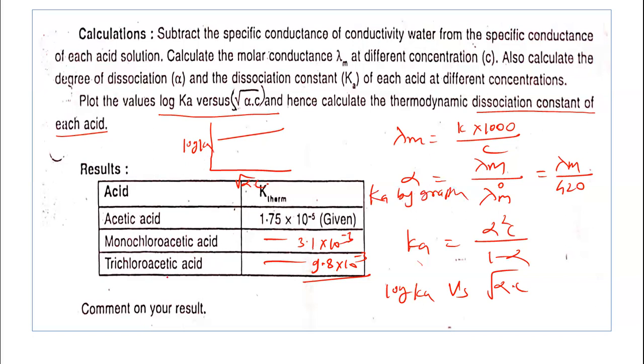So what is the effect of the substituent? As the chlorine atoms are here in the trichloroacetic acid, the dissociation constant value also increases. So in the case of trichloroacetic acid, the dissociation is faster as compared to acetic acid and monochloroacetic acid. So in this way we perform this experiment for the determination of the dissociation constant of monochloroacetic acid and trichloroacetic acid.